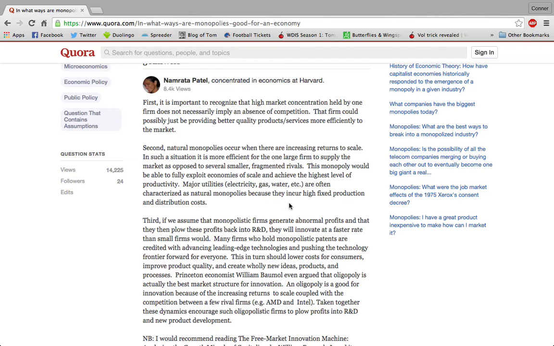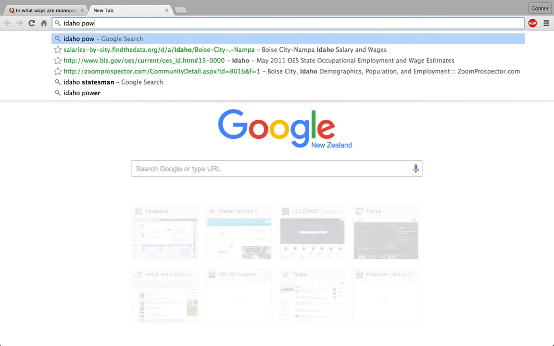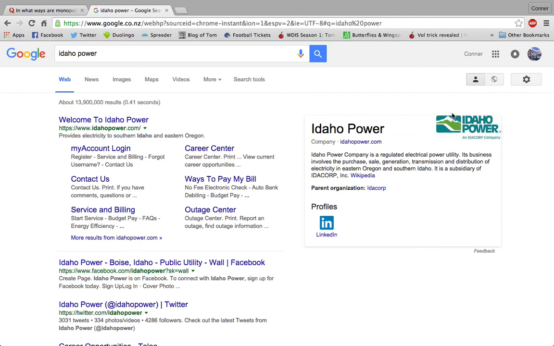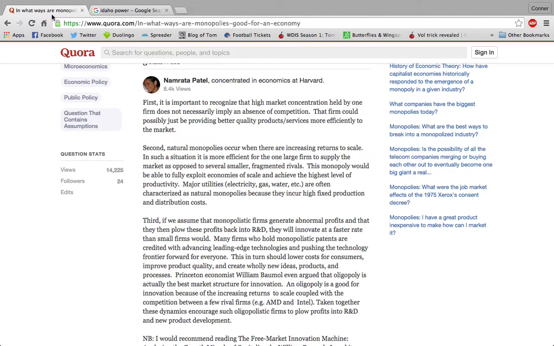Like Idaho, where I'm from, we have Idaho Power, and it is the only place you can buy power from. So here you go, Idaho Power. It is an Idaho company. So it is owned by the state of Idaho. It is a natural monopoly. It's owned by the state.